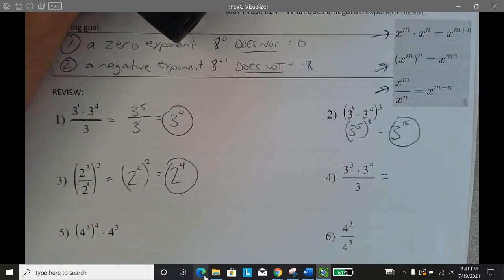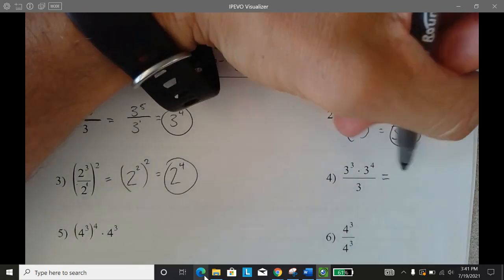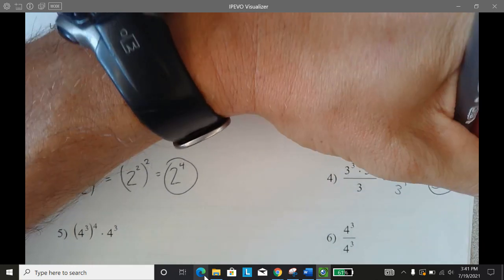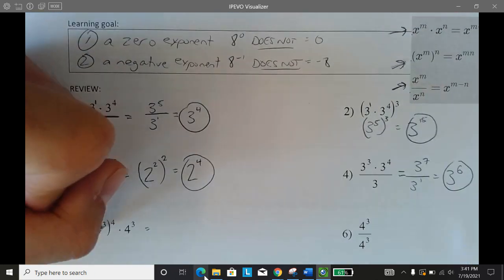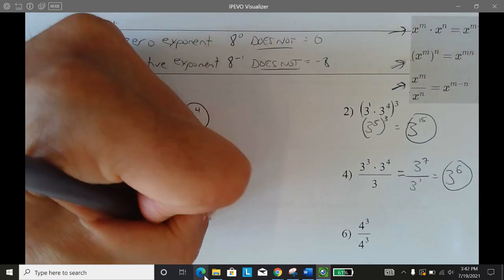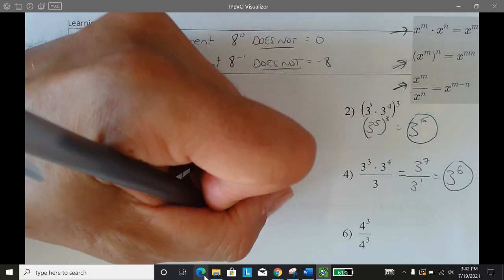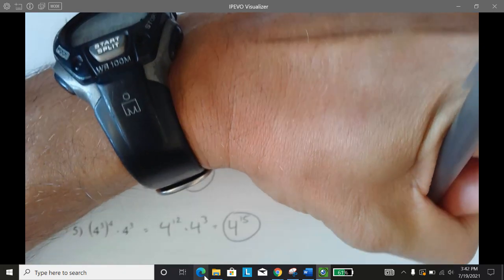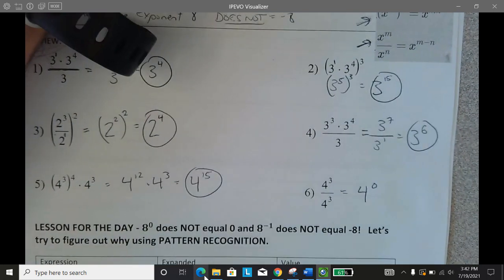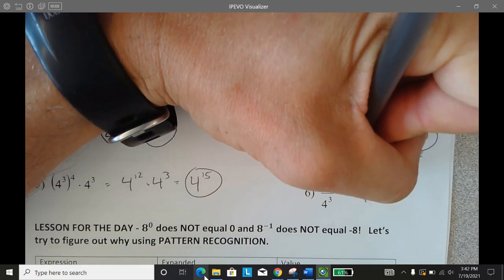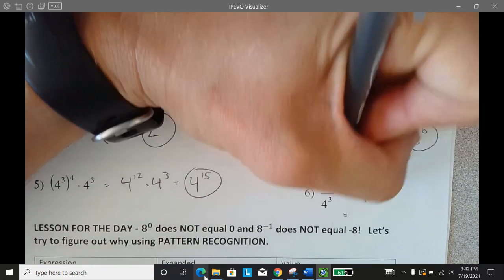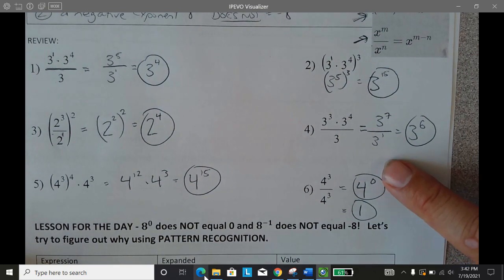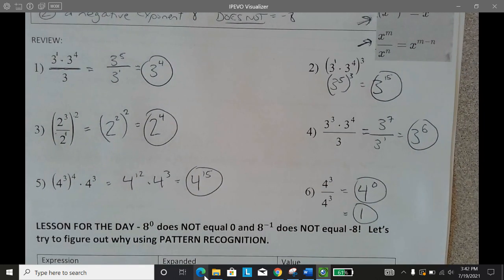All right. Now that you've tried that, for this one you should have gotten 3 to the 7th over 3 to the 1st, which simplifies down to 3 to the 6th. For this one, you should have gotten 4 to the 12th times 4 to the 3rd, which equals 4 to the 15th. And for this one, you should have gotten 4 to the 0 power. That's interesting. We're going to talk about that. You might have also realized that anything divided by itself is just 1. So I would have accepted either of these answers. And that might be a little hint to what a zero exponent means.